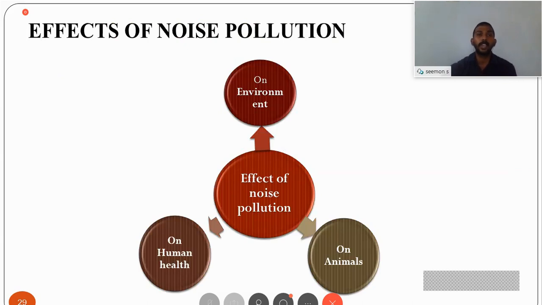Now let's move to the effects of noise pollution. The effects of noise pollution can be classified into three ways. That means it will affect the environment, the animals, and human health. First we will see how it affects humans.